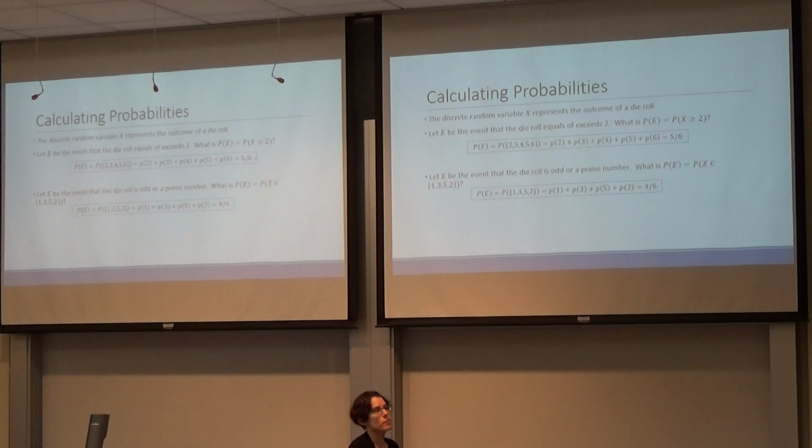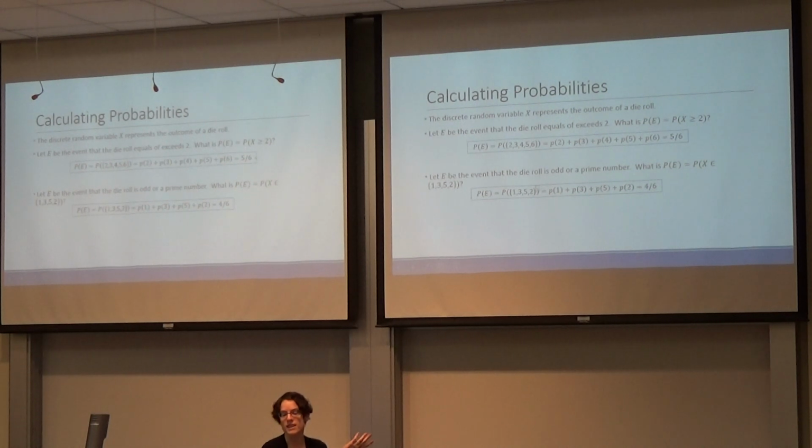How do I calculate probabilities? I can add stuff. So I think we've already kind of been doing that, but let me just make it explicit. If I'm talking about the outcome of a die roll, and I want the probability that the die roll equals or exceeds 2, we've actually already been doing this, but now let me say it formally. So the probability that I'm greater than or equal to 2, well, I'm interested in the event that I get a 2, 3, 4, 5, or 6. And so I add the probability of each particular point in that event, and I get 5/6.